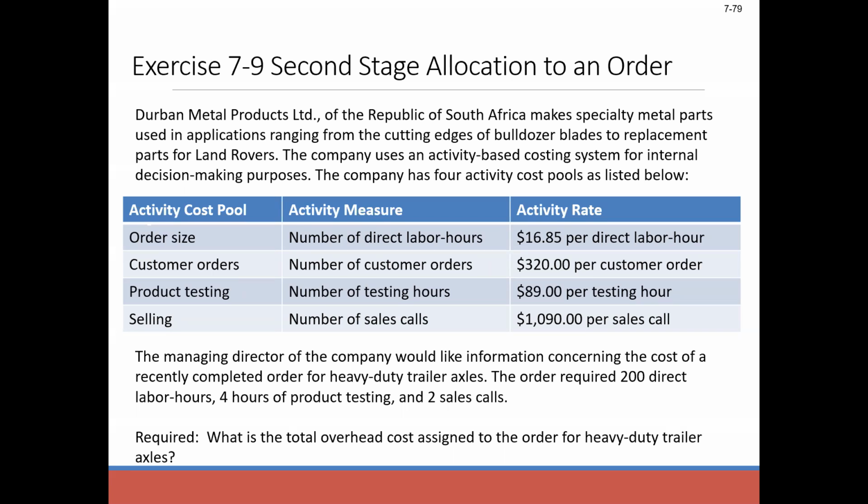And then we've got our rates. The managing director of the company would like information concerning the cost of the recently completed order for heavy-duty trailer axles. The order required 200 direct labor hours, 4 hours of product testing, and 2 sales calls. What is the total overhead cost assigned to the order for heavy-duty trailer axles? I'm going to give you a couple minutes to think this one through.